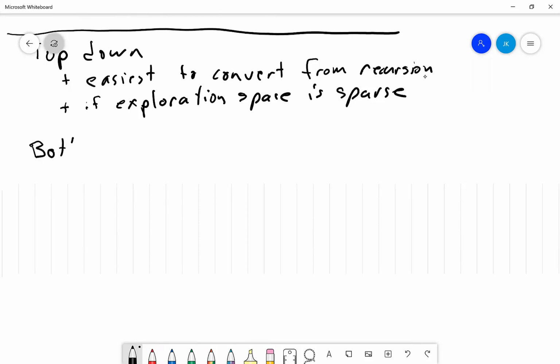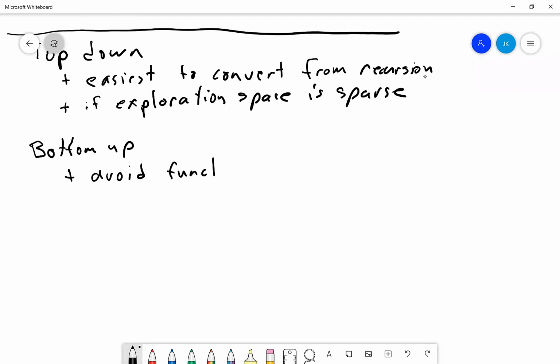If you have something that is bottom-up, there are some advantages to it. For one, you avoid function calls, and you avoid possible problems with a stack overflow where you've just made too many function calls in a row. You just made function call after function call, and the call stack gets too big, or too deep, and everything becomes slow. Instead, this is just a bunch of for loops. So all we have really along the way are for loops.